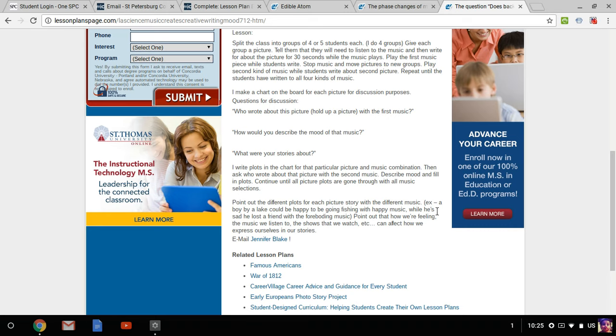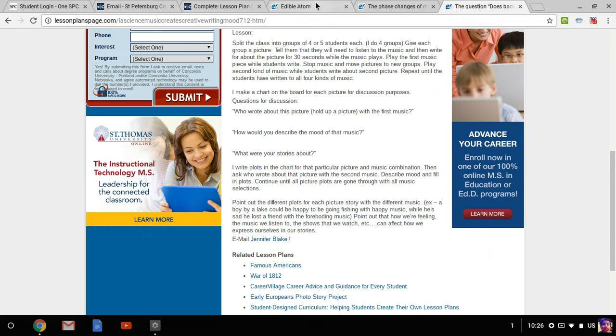So here is an example: a boy by a lake could be happy to be going fishing with happy music, while he's sad he lost a friend with a foreboding music. So all this music would change the way the student thinks about the picture that they're looking at. If they're looking at a picture and it makes them happy, they'll write something happy. But if they listen to a song that is sad, they'll be writing about something sad, something in their memory of something that happened.